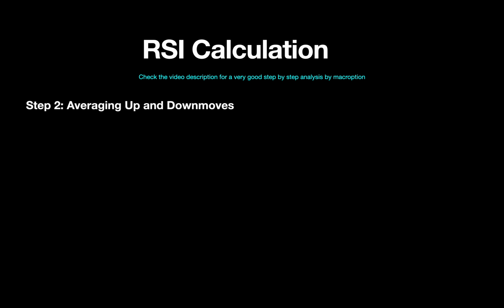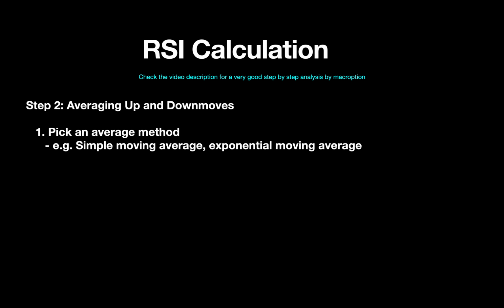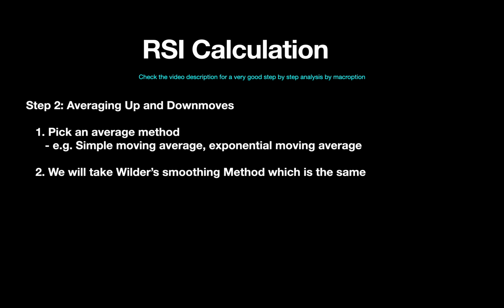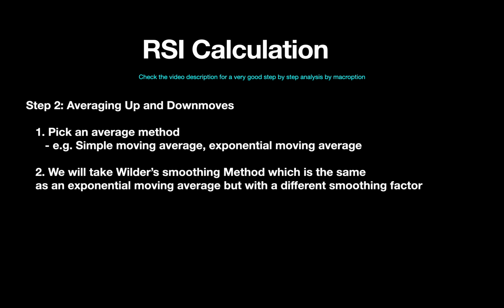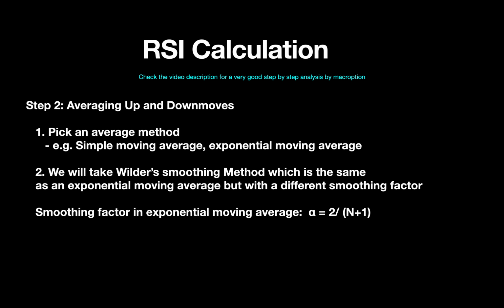The next step is averaging those up and down moves. First, we have to pick an average method. That is, for example, a simple moving average or an exponential moving average. We will take Wilder's smoothing method, which is the same as an exponential moving average, but with a different smoothing factor. The smoothing factor in exponential moving average is defined as the alpha being 2 divided by n plus 1, where n is the RSI period, so in our case 10 days. The smoothing factor in WSM, so Wilder's smoothing method, is defined as the alpha being 1 divided by n.